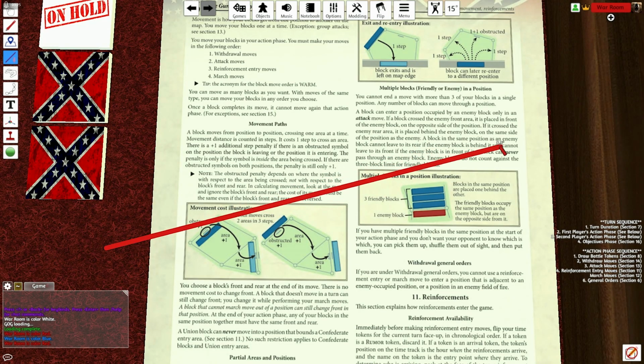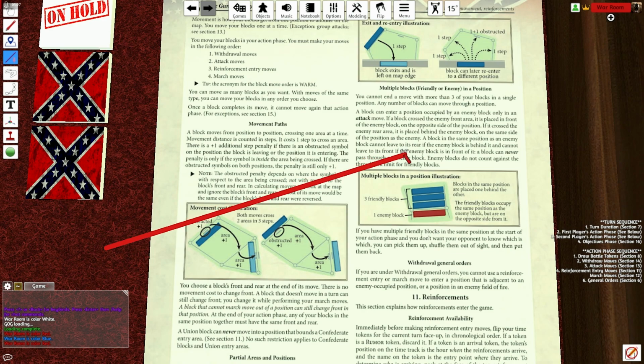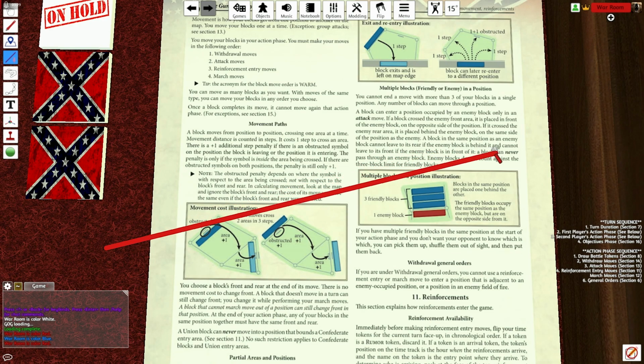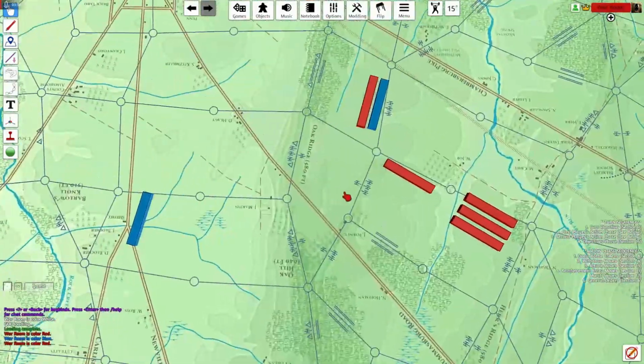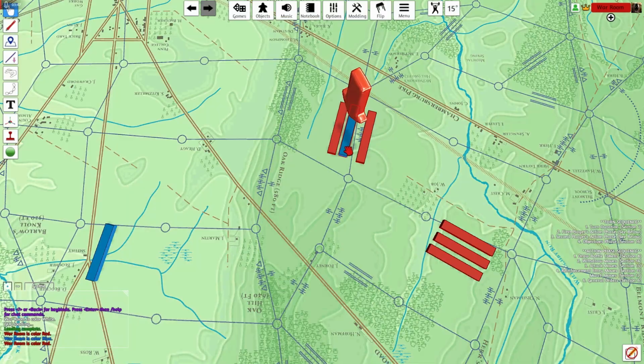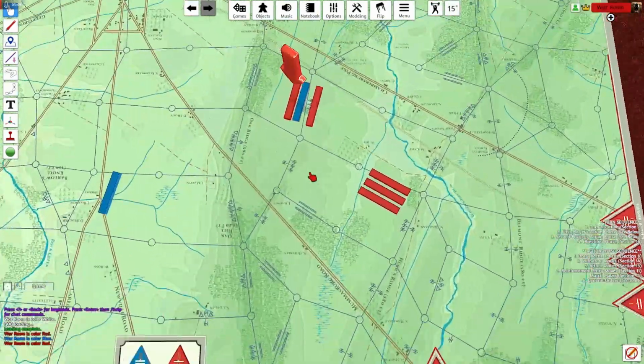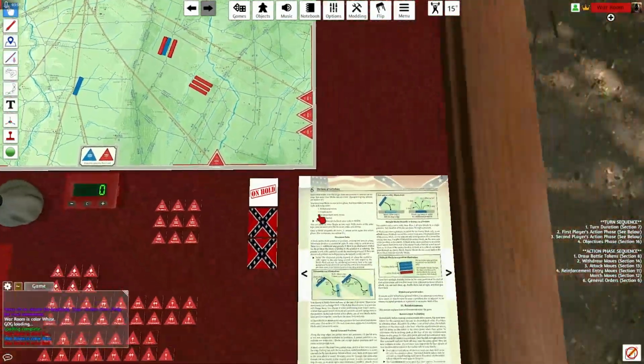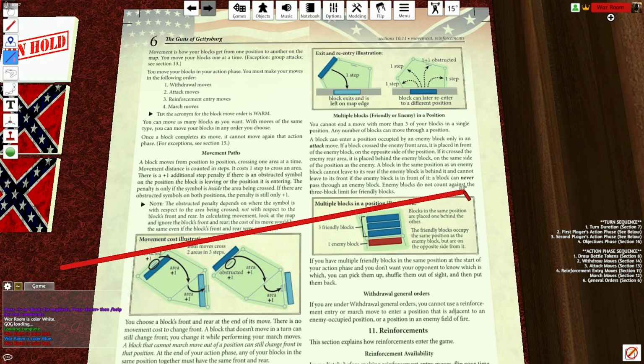A block in the same position as an enemy block cannot leave to its rear if the enemy block is behind it, and cannot leave to its front if the enemy block is in front of it. A block can never pass through an enemy block. So if you ever find yourself in this situation as blue, and this guy moves through, he is now permanently stuck. And most likely, if he loses, you're probably going to see him get destroyed, just by withdrawal issues itself. Enemy blocks do not count against the 3-block limit for friendly blocks.